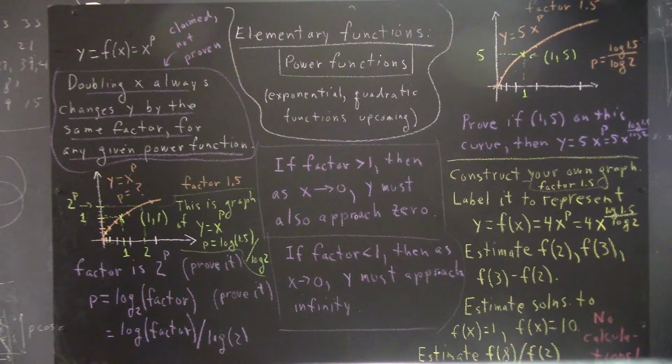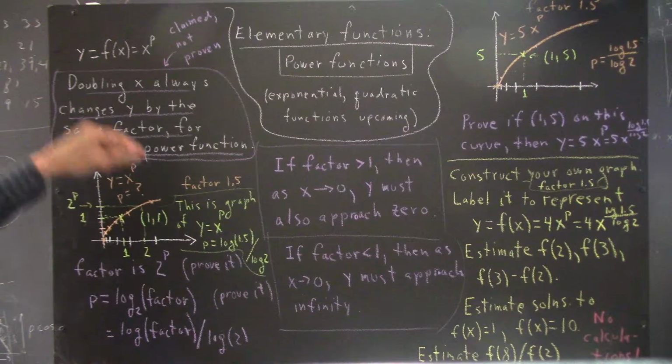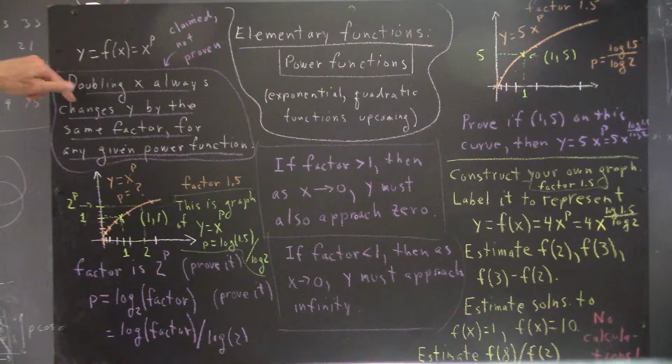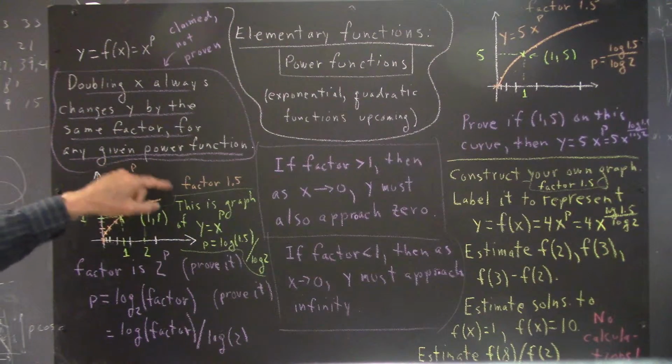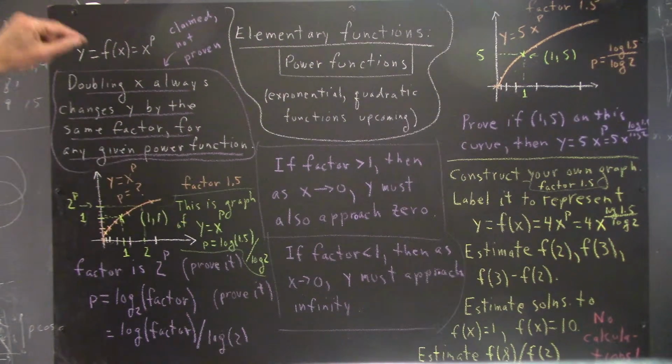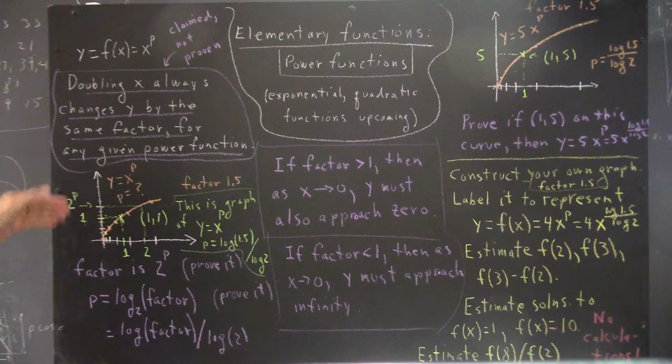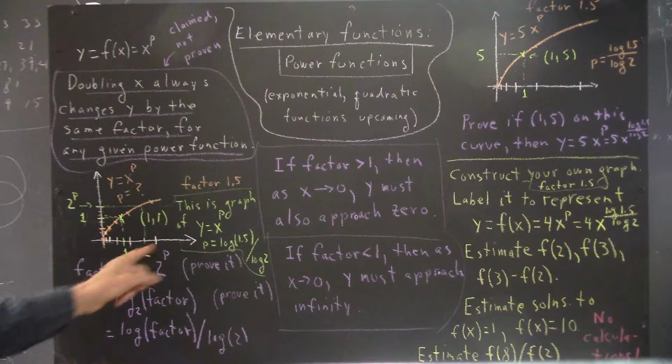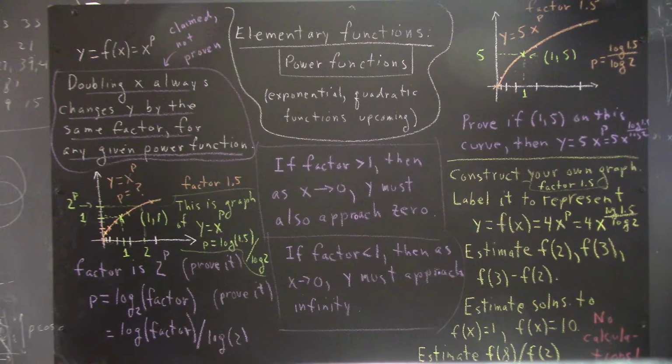Okay, so we construct this graph, and if you want to see the details, look at the longer videos. But we simply construct a graph of y equals x to the p, where the factor is 1.5. Now, this is the factor we're talking about here. y is going to change by a factor of 1.5 every time x doubles. So we first line off our x-axis. Now, you can ignore the stuff in green for now. That comes later. The stuff in white and then the stuff in orange come in order.